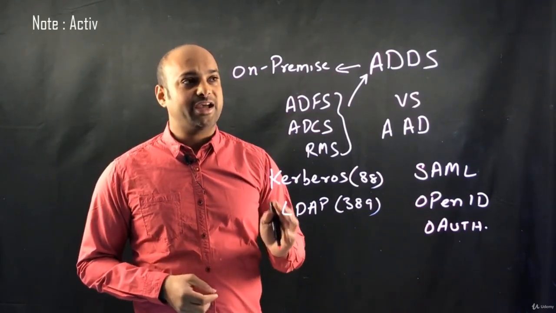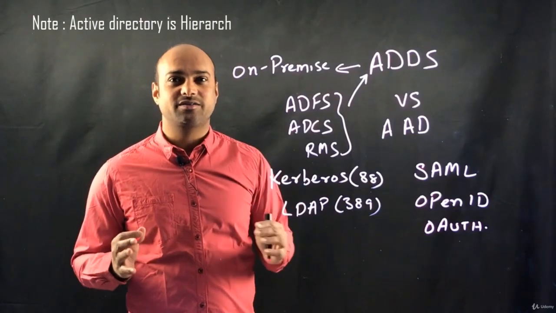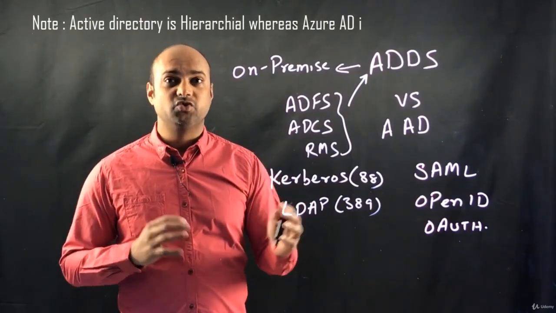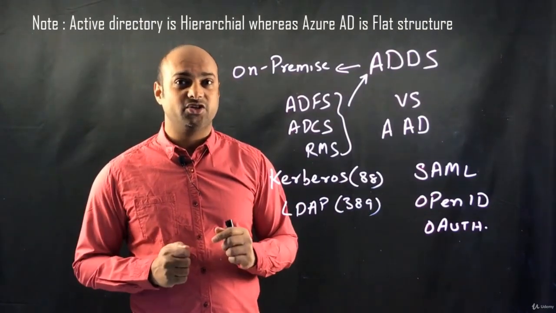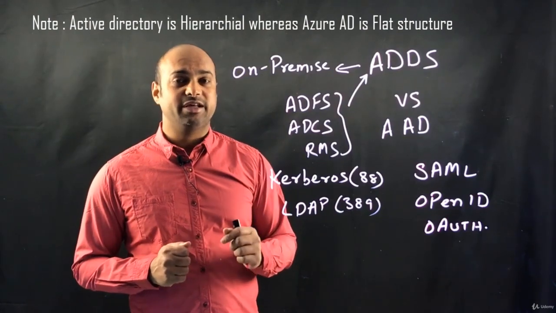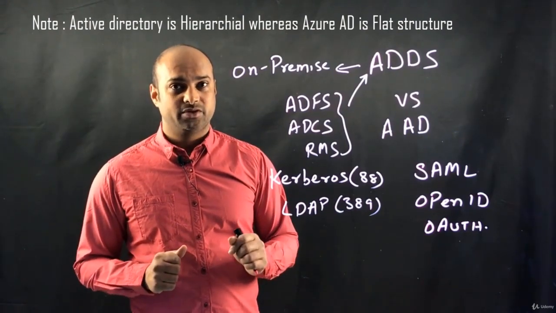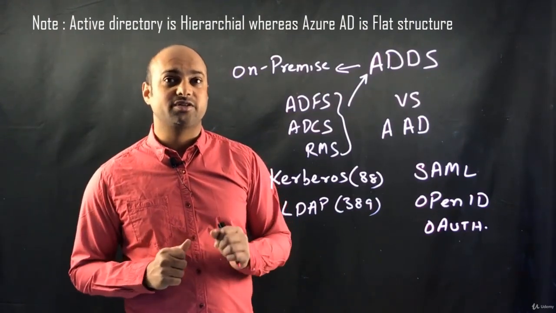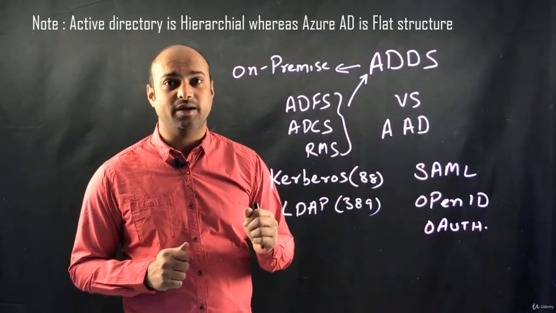Keep in mind that on-premise Active Directory is a hierarchical tree structure. You can create users and groups inside an organizational unit. Azure Active Directory is a flat structure, so you do not have any organizational unit structure. You cannot create group policies as well.